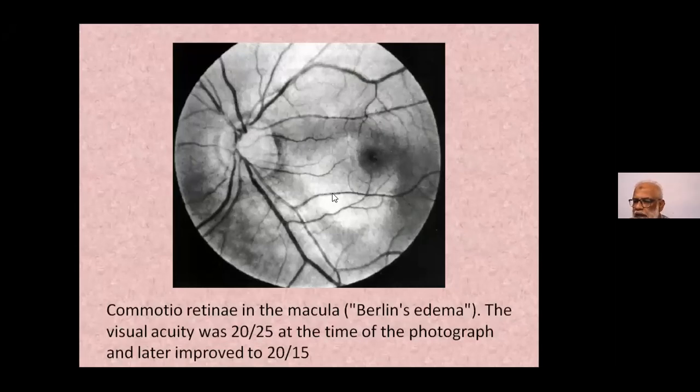concussion injury to the retina, whereby the axoplasmic flow is retarded and the ectoplasm gets stuck into the nerve fiber, and the nerve fiber layer becomes edematous. That is known as Berlin's edema. It's a misnomer really. Its basic primary thing is that the axoplasmic flow is retarded. It's called commotio retinae.